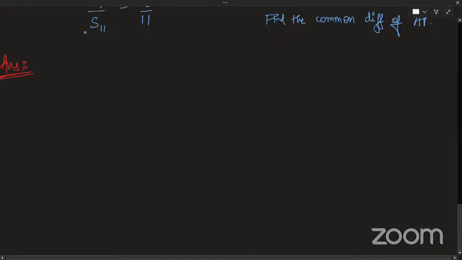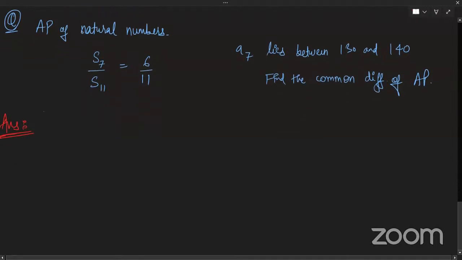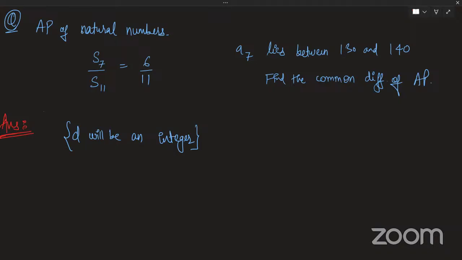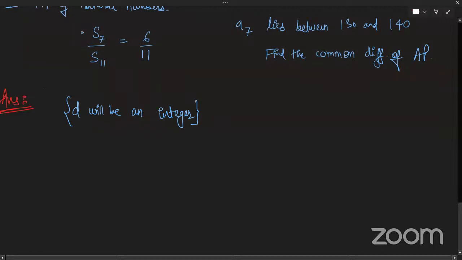I will give you one counter example also. 100, 98, 96 like this. What if my AP is like this? So my common difference is minus 2. Someone said that common difference will be positive only. No, common difference can be negative also. But one thing is for sure, that my common difference will be an integer, because my AP is of natural numbers. The sequence can be decreasing or increasing, but my common difference D will definitely be an integer.